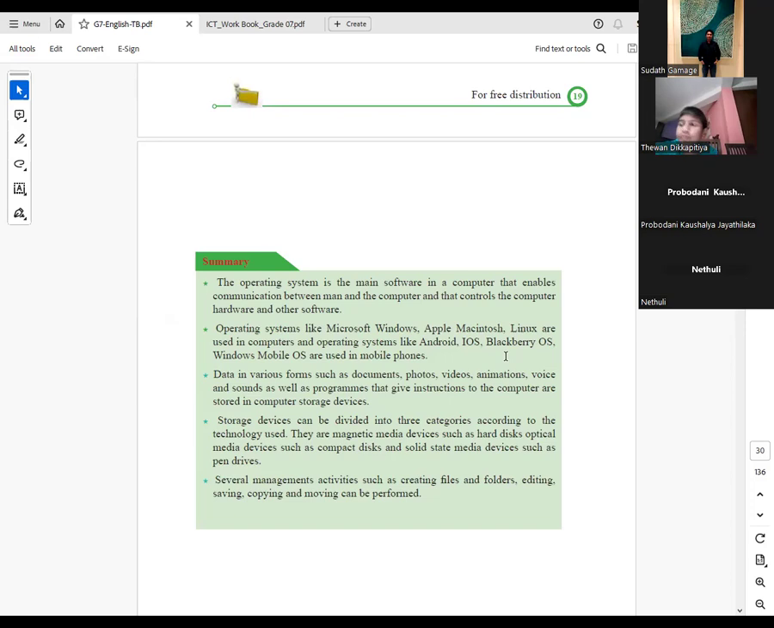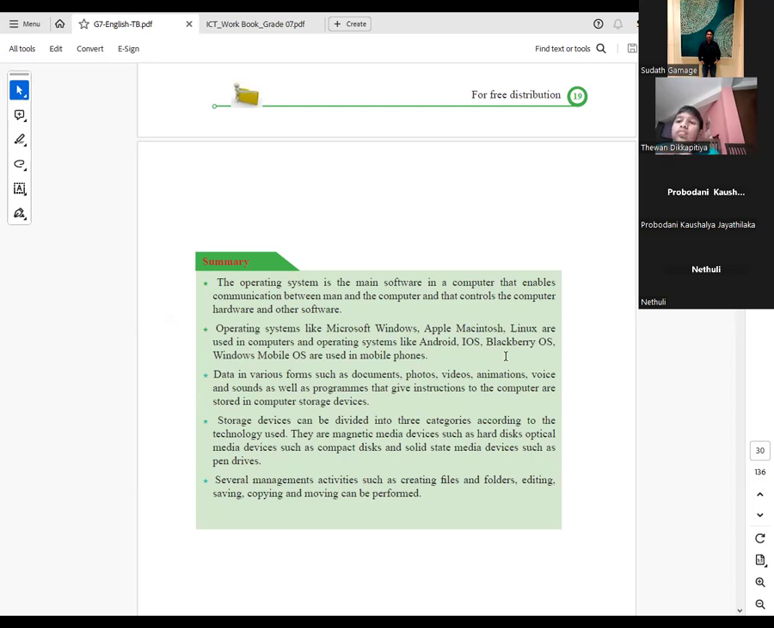This is the summary of operating system. The operating system is the main software in a computer that enables communication between man and the computer and that controls the computer hardware and other software. So, operating system is between who? Between man and the computer hardware.